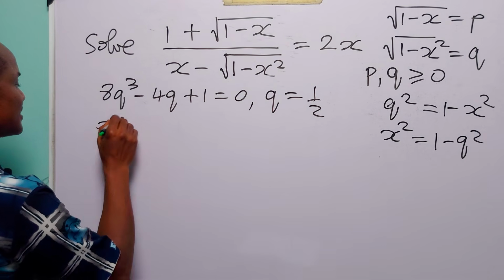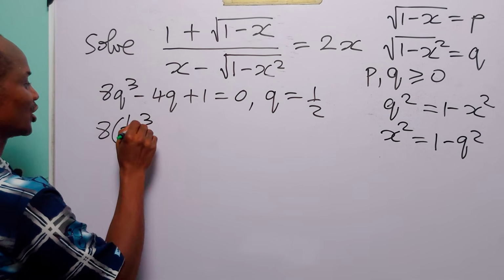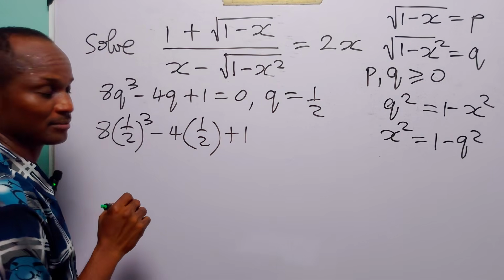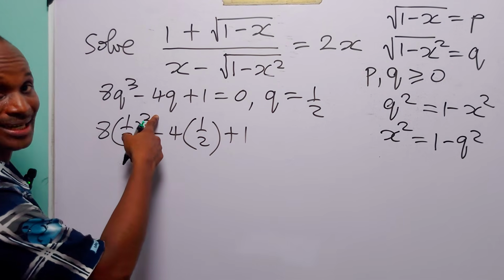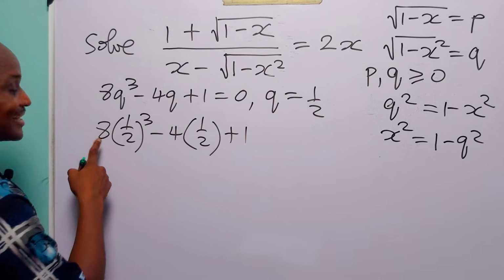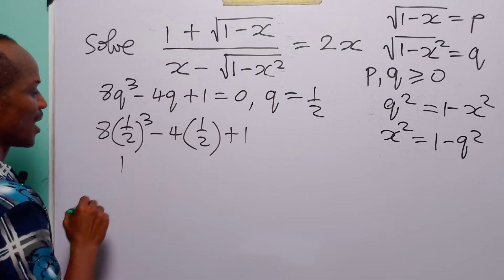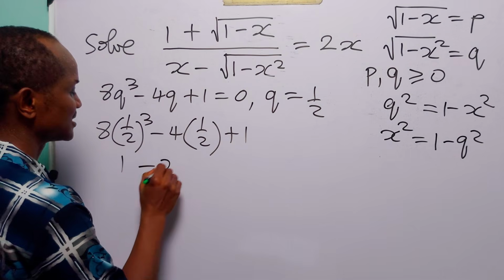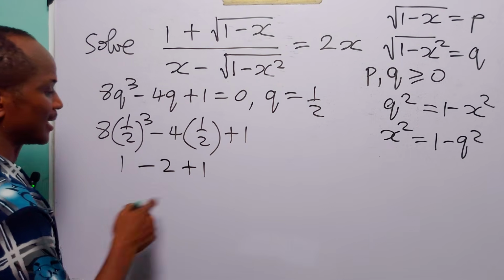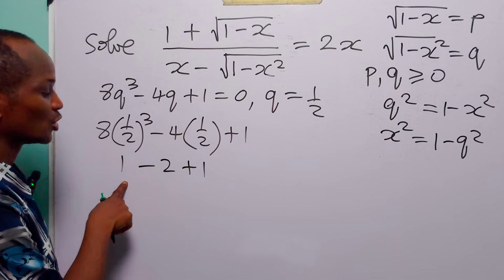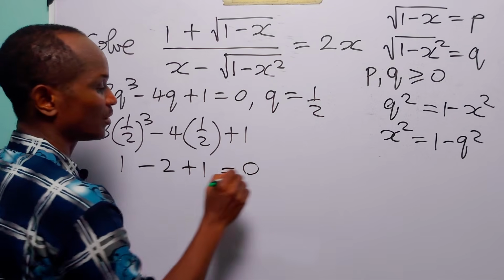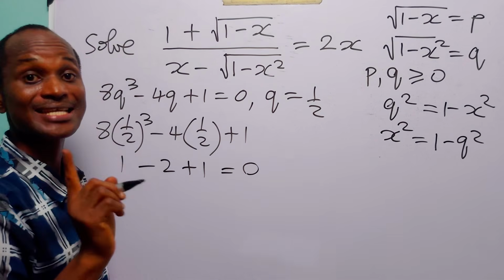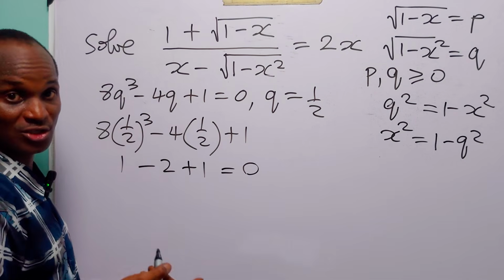We have 8 times half cubed minus 4 times half plus 1. Half to the power 3 is 1 over 8. 8 times 1 over 8 is 1. Minus half of 4 is 2. So this is minus 2. Then we have plus 1. 1 plus 1 is 2. 2 minus 2 is equal to 0. So that means that q equal to half is a root of this cubic equation.